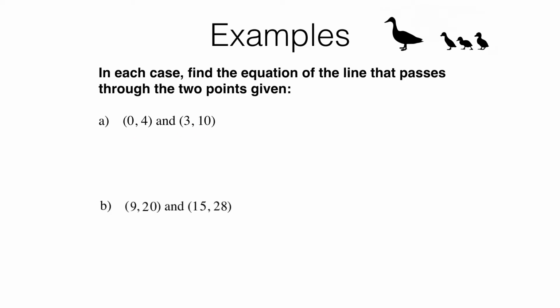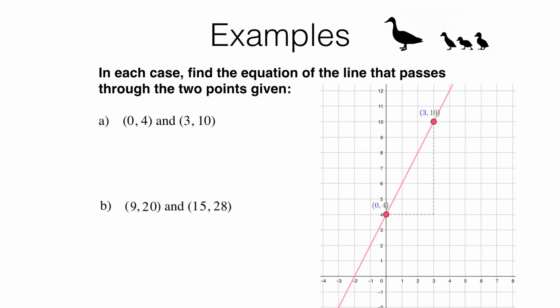I'm going to demonstrate this using a diagram, but eventually what we want to be able to do is do this purely using algebra without a diagram. So here is the straight line that goes through the points (0, 4) and (3, 10). We can find the gradient by working out the change in y divided by the change in x. Using the diagram, we can see that the change in y is 1, 2, 3, 4, 5, 6. And the change in x is 1, 2, 3. 6 divided by 3 is 2, so that means we have a gradient of 2.